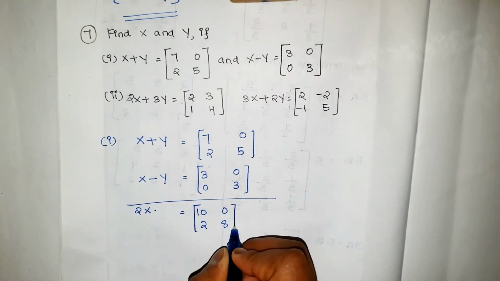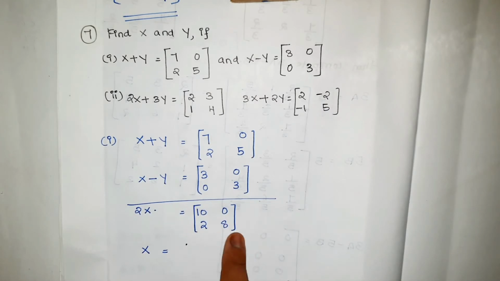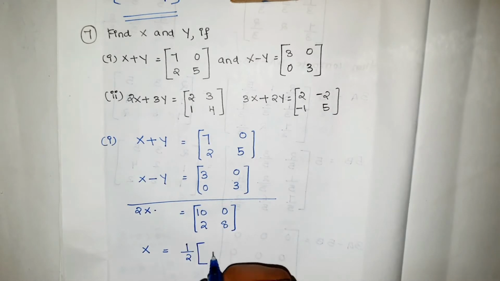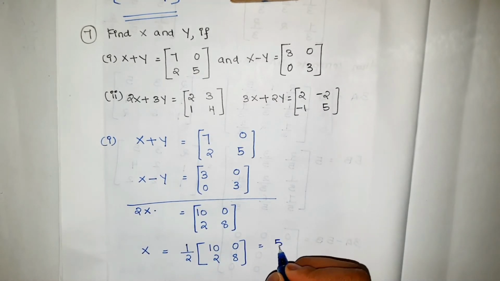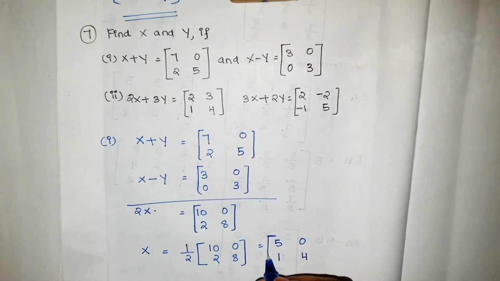So this is my 2x. If I want to find the value of x, I have to divide each and every term in this matrix by 2. So x is equal to 1 by 2 into [10 0; 2 8]. 10 by 2 is 5, 0, 2 by 2, 1, 8 by 2, 4. So this is the value of x.